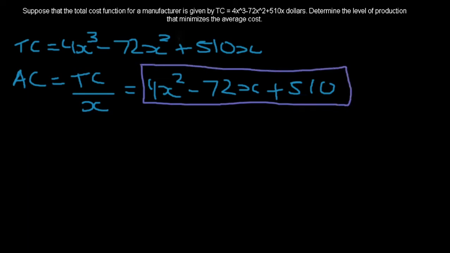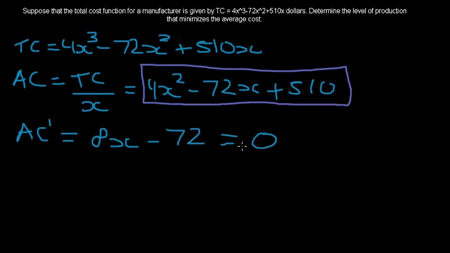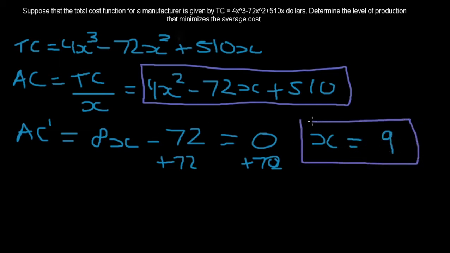And now, like all optimization problems, for the average cost, we're going to find the derivative in order to figure out the stationary points. So the derivative of this function is 8x minus 72. And we're going to make it equal to 0. And now we just solve for x. So plus 72 on both sides, and then we'll divide by 8. And we'll eventually get x is going to be equal to 9. So x is equal to 9 units.